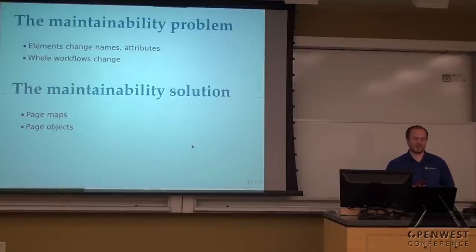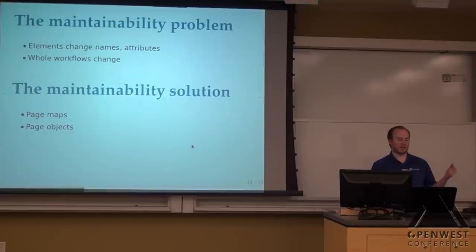A little bit more advanced is page objects, which can build on the page maps, so you can now use attributes within an object to represent the different selectors that you're doing. So you might have, within the page object, a self.search_field.